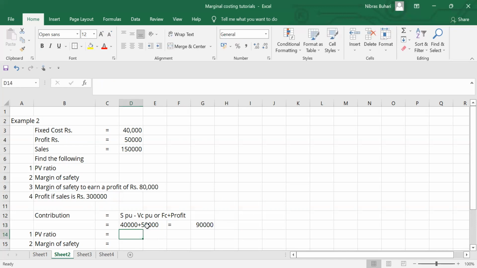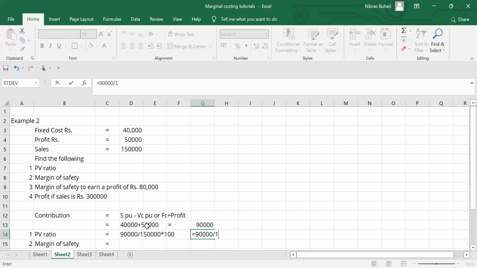When I take the contribution in total, that means I should take the sales also in total. If I take the contribution per unit for calculating PV ratio, my sales must also be per unit. So please keep this in mind. So 90,000 divided by 1,50,000 into 100. Into 100, you will get percentage, 60%.